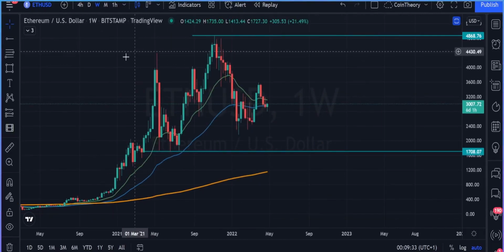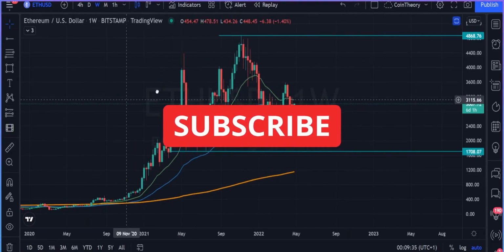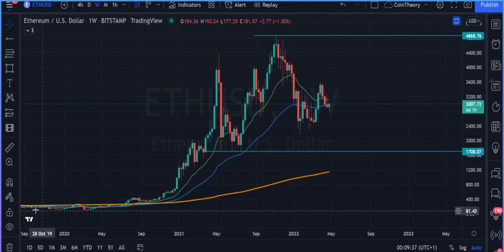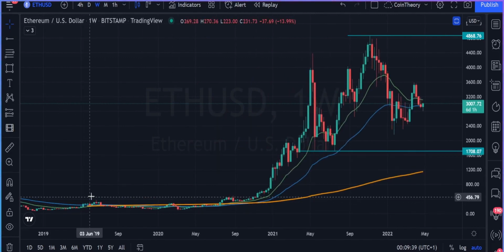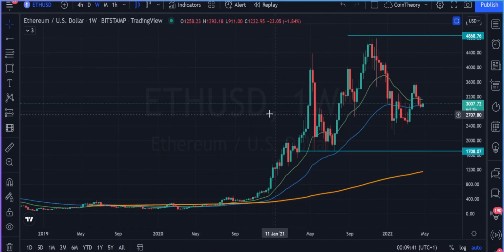Welcome to part 2 of the trading plan, where we're just going to be breaking down the weekly on Ethereum and continue where we left off. So from here, we start from left to right. We can see we've got a nice bullish move up.